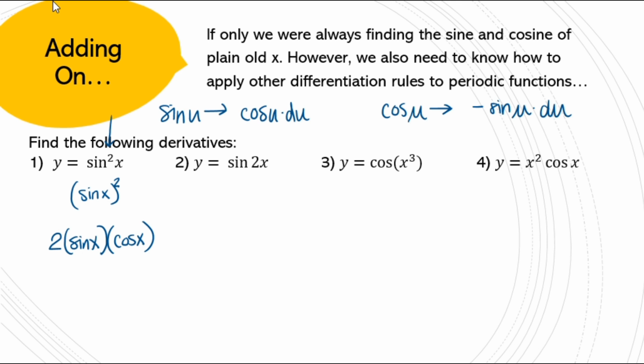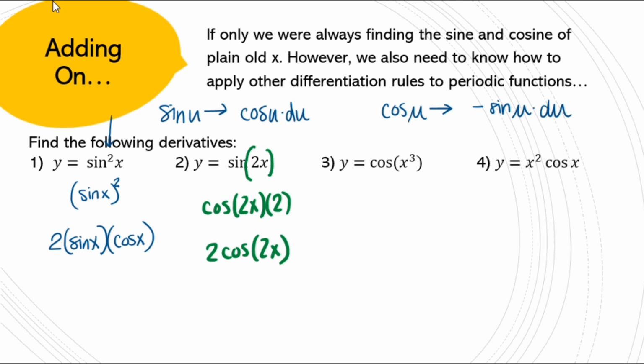Number 2 is another composite function where our inner function, and you can put assumed brackets there, is 2x, and then our outer function is sine u. So for our outer function, we need the derivative of that, which will be cos u. And then we need to have the derivative of the inner function. Derivative of 2x is 2. Put the number in front. 2 cos 2x. And I've added the brackets and kept them because it's cleaner.